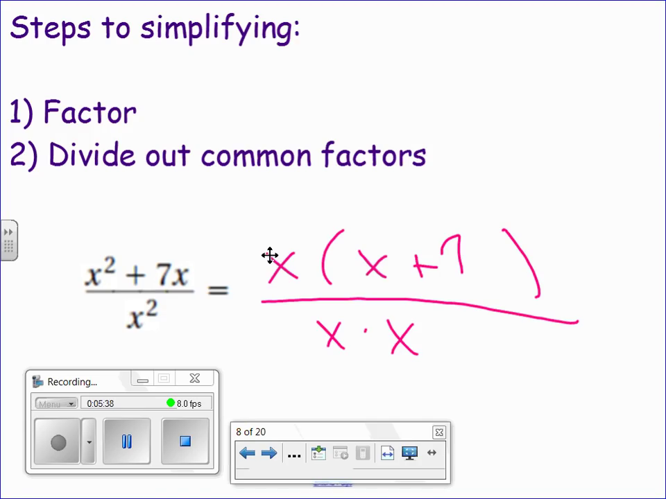So right now we have a product on the top and we have a product on the bottom. So we can definitely think about slashing somebody out. It's going to be the x. We can slash this x out with this x, and our final answer would just be what's left. x plus 7 over x.